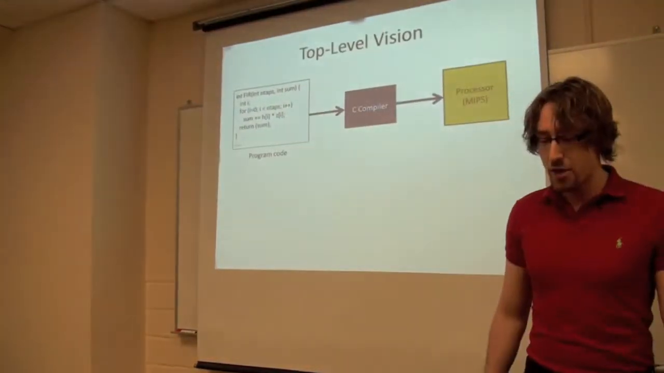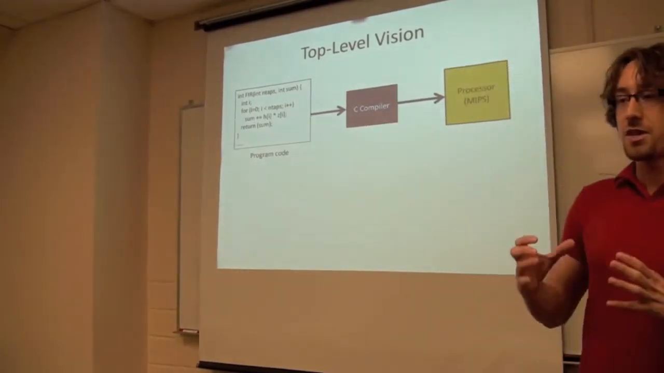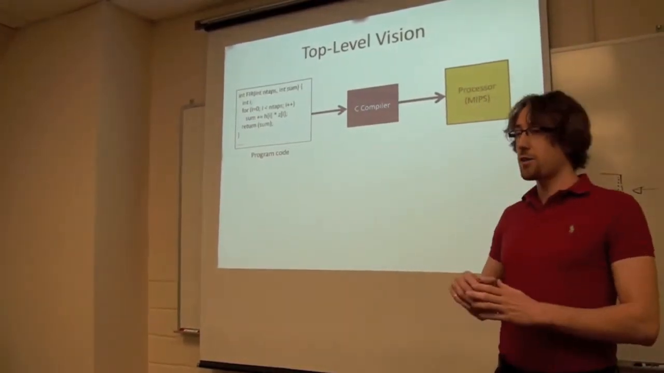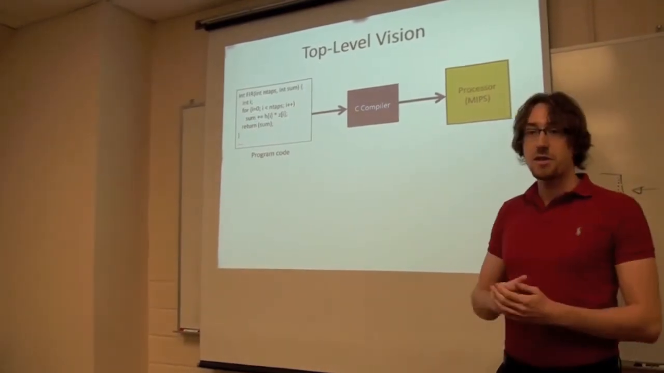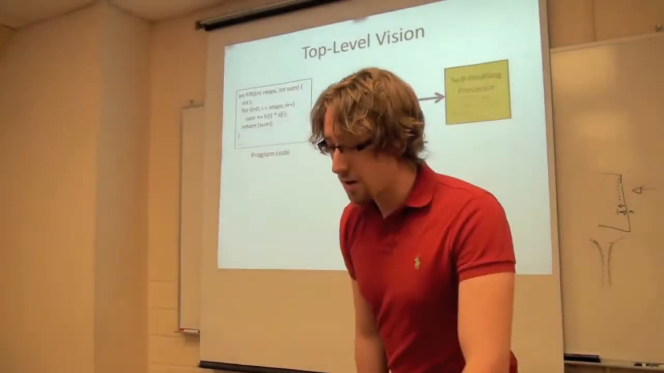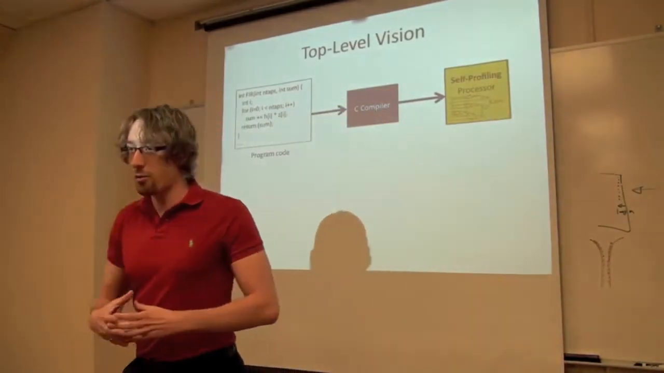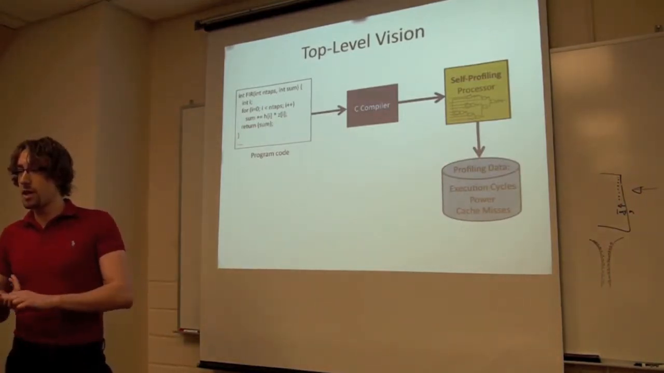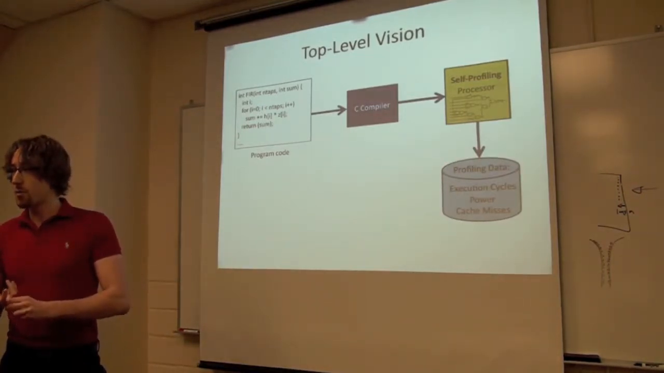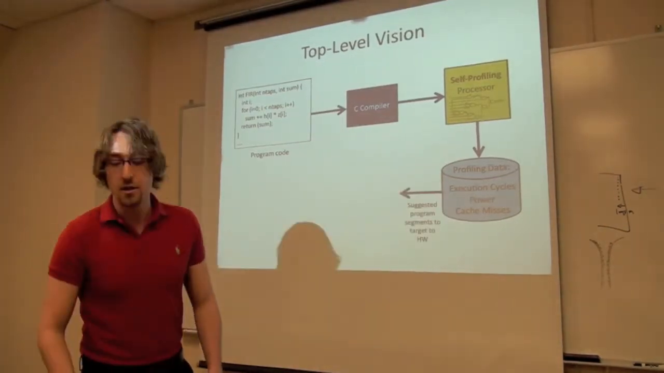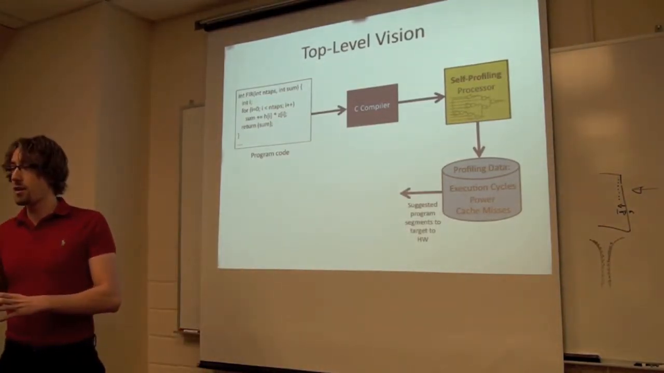The top-level vision is that the engineer starts with a C implementation of his algorithm. He pushes it through a standard C compiler targeting a soft MIPS processor on the FPGA. Inside this MIPS processor is a hardware profiler, which lets the user run his code and determine what's taking up the most cycles, what's taking up the most power, and any cache misses. It's profiling information that lets him decide that a function would be a good candidate to move into hardware.